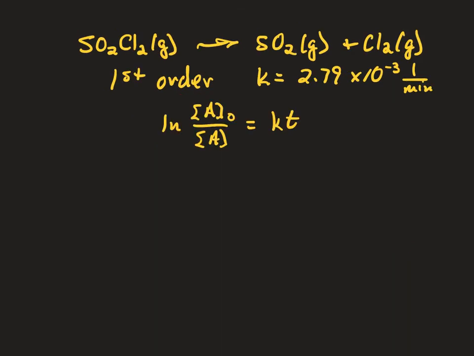Okay, we're still dealing with the same system, our decomposition of sulfuryl chloride to make sulfur dioxide and chlorine. It's first order. We know the k, 2.79 times 10 to the minus 3 per minute. We know the first order integrated rate equation. So our next question is, what is the half-life time?